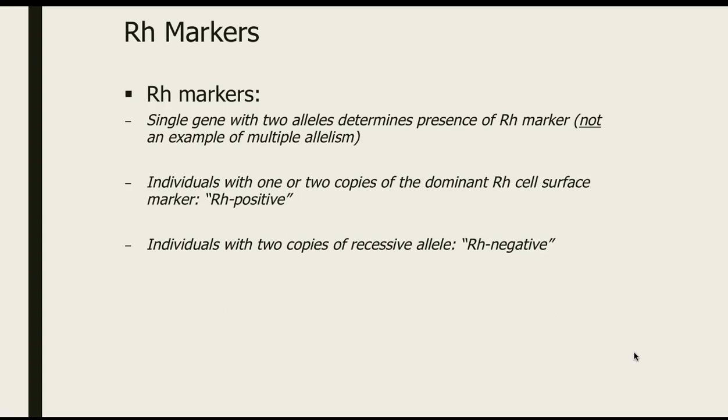If you have the RH antigen, you don't make the RH antibody. If you lack the RH antigen, you make the RH antibody. So if you make the RH antigen, you're called RH positive. And if you lack the RH antigen, you're called RH negative.